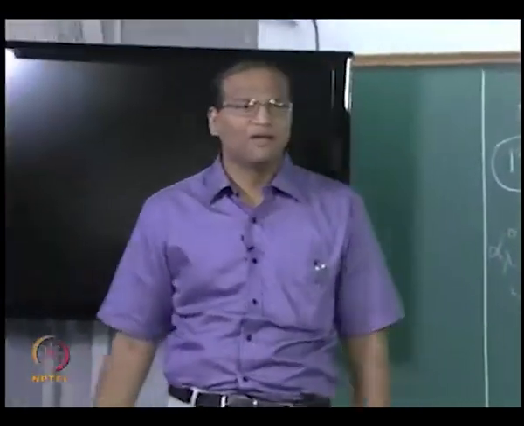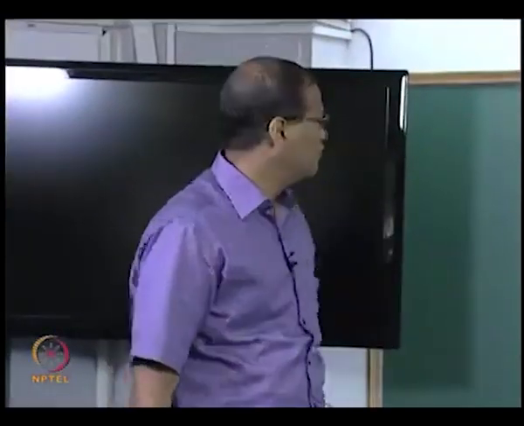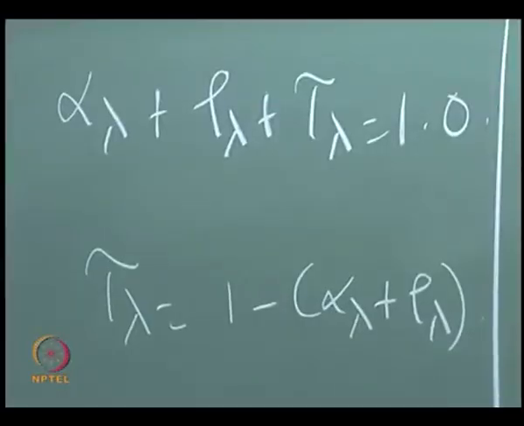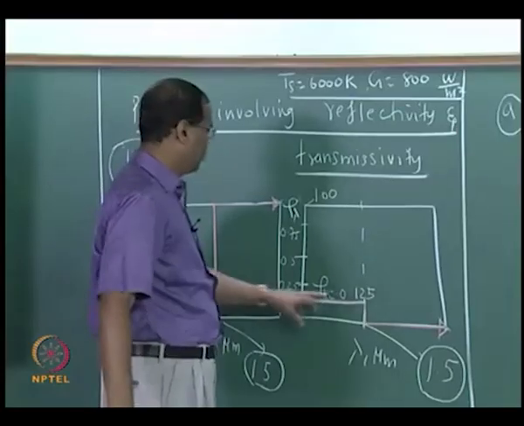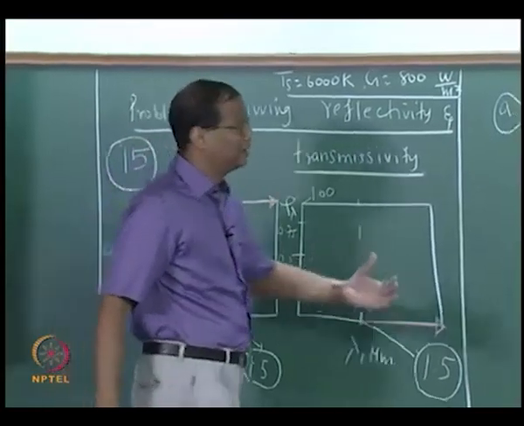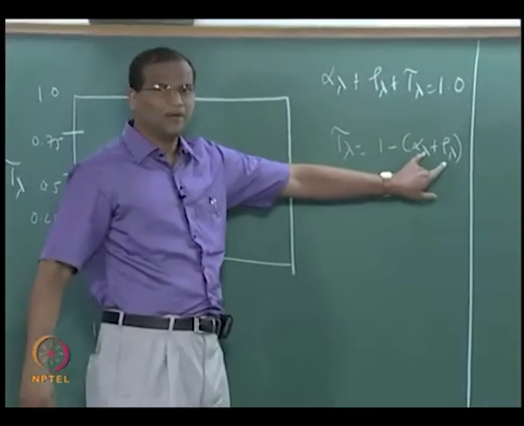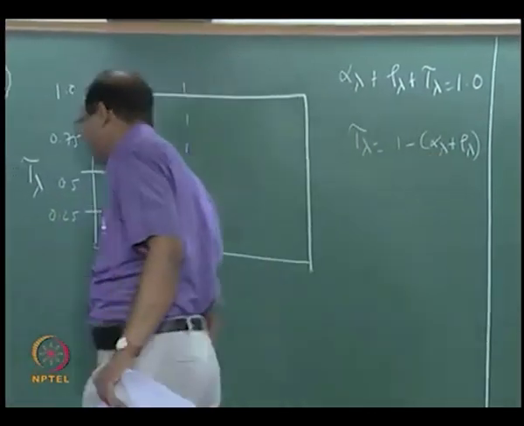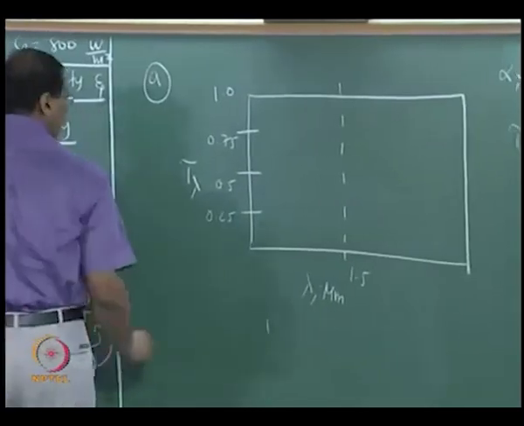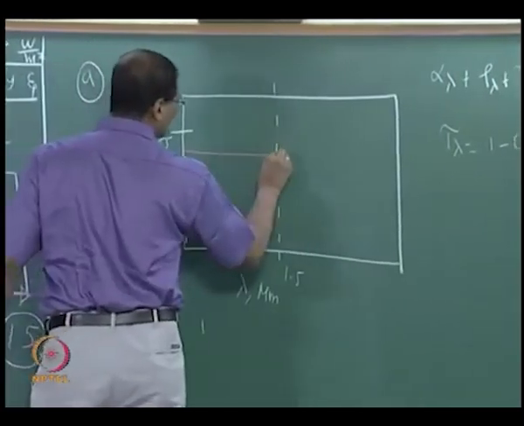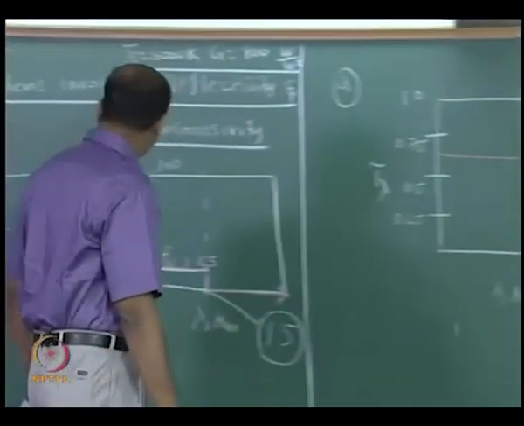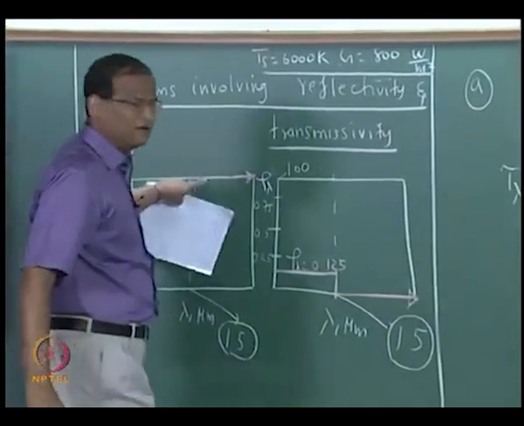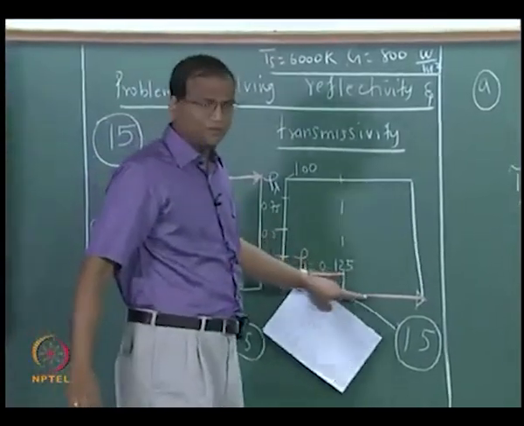So up to lambda equal to 1.5, from 0 to 1.5, what is the story? This is 0.25, this is 0.125, 0.375 will be the sum. So 1 minus 0.375 is 0.625. After that, alpha is already 1, this is 0, therefore tau is 0.